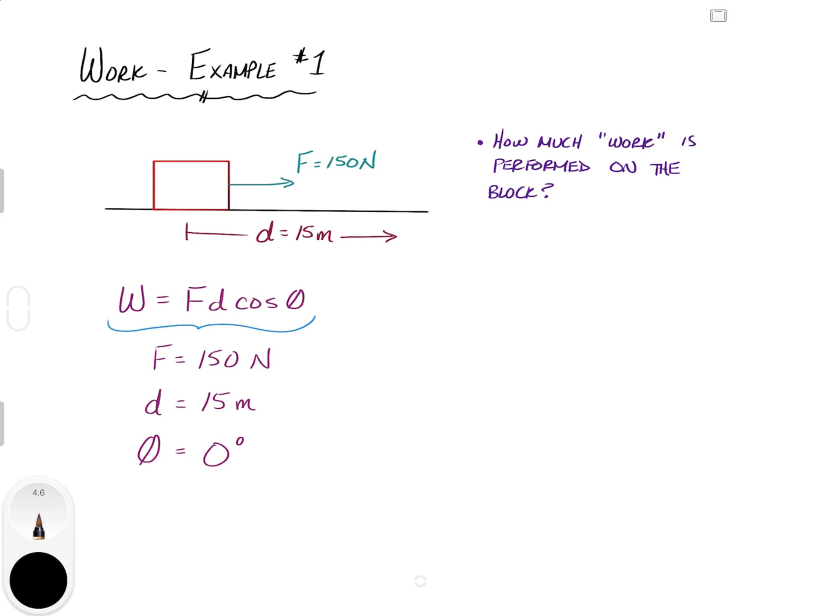If we realize that the force is acting to the right, the distance is to the right, if I kind of lay those two arrows on top of one another, there is no angle formed between them. They're both going in the same direction. So theta in this case is simply going to be 0 because there is no separation in terms of the direction of those two variables.